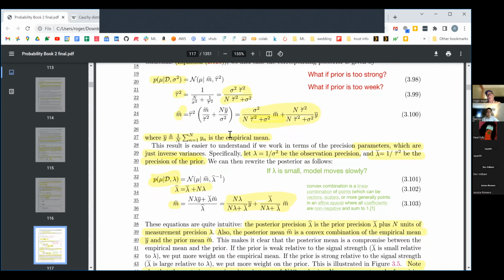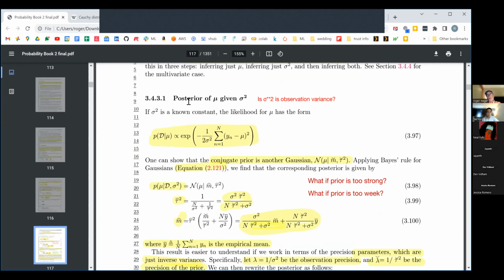I'd made note to myself here. This one, the posterior of y given the sigma squared. Would I think of sigma as the observation variance? Right, and then in this example, it's fixed. It's a known constant. Okay, like a measurement error. I've got this noise on this scope or something.